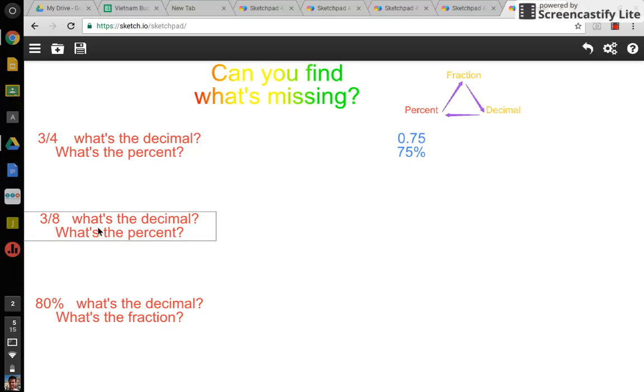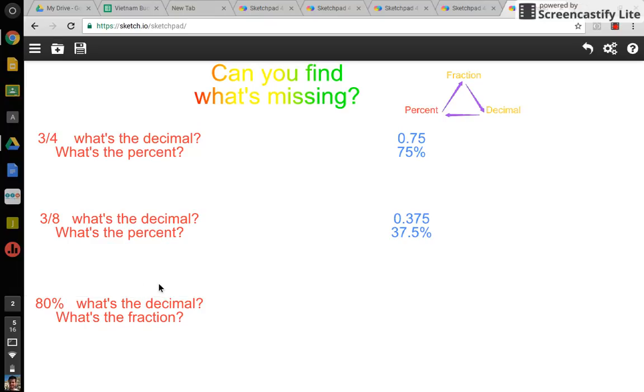The next question, 3/8, what's the decimal? What's the percent? We're just going to create this as a division statement. We'll do 3 divided by 8. Our decimal is going to be 0.375. We do 2 jumps or multiply that times 100. We're going to get 37.5%. Yes, it is okay to have decimals as percents. No worries. And last but not least, this is a little bit trickier.